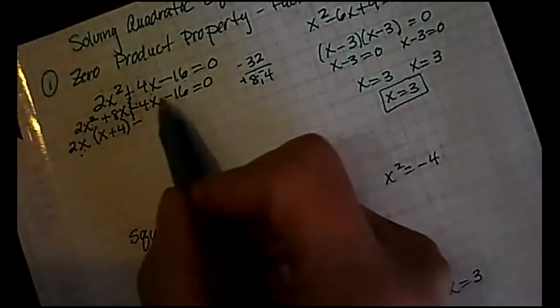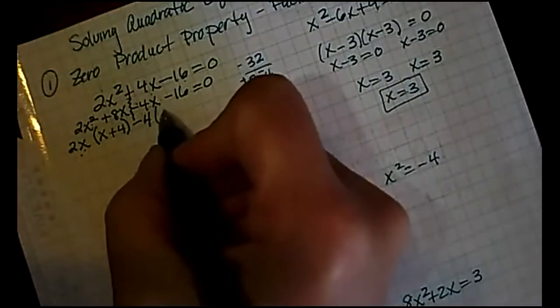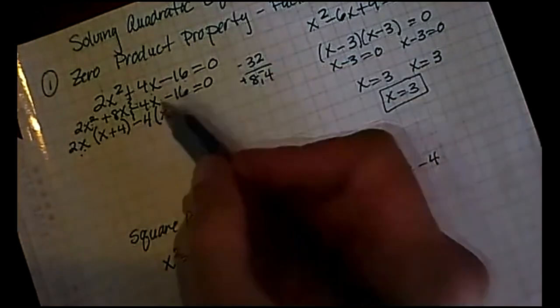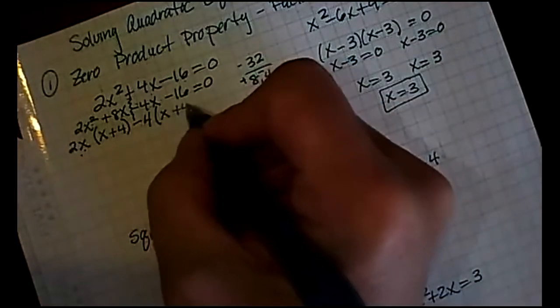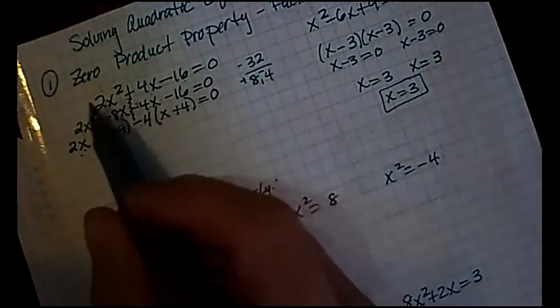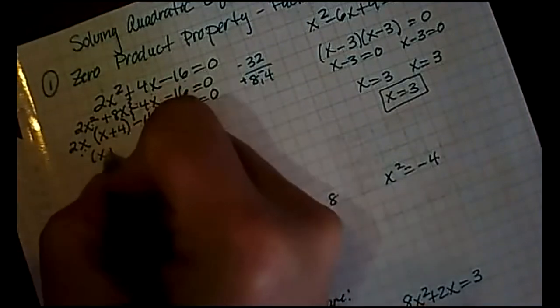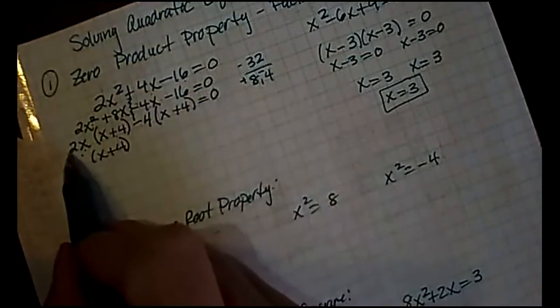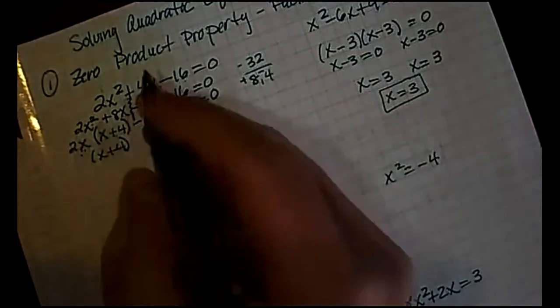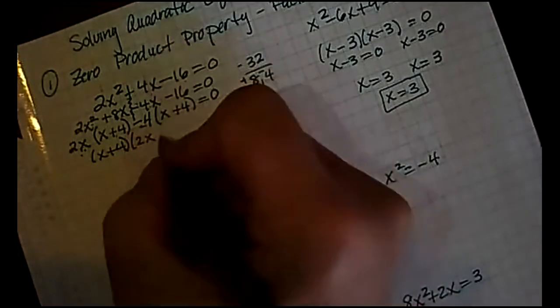Now what do these have in common? They have a 4, so we're going to factor out a greatest common factor of 4. What I'm really taking out is a negative 4. If I divide this by negative 4, you have a positive x. Negative 16 divided by negative 4 is a positive 4. That's our goal, for these to be the same. Now I can factor out that x plus 4. If I take an x plus 4 out of here, I'm left with a 2x. If I take an x plus 4 out of this, I have a negative 4.